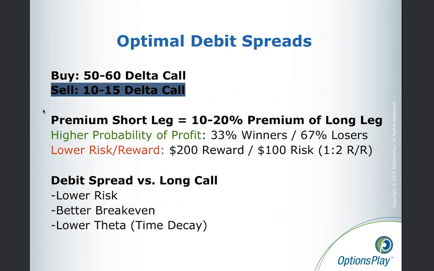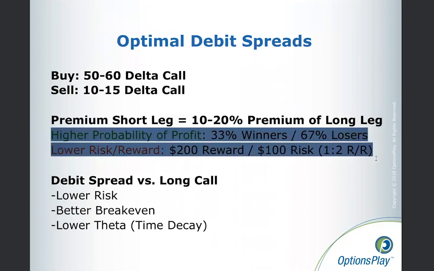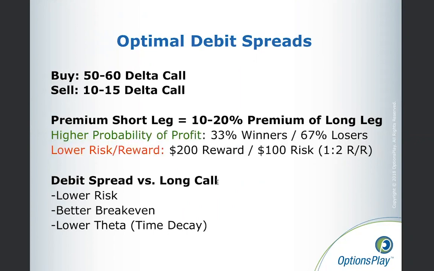That really lowers the cost of that trade while keeping the upside. The rule of thumb here is, generally speaking, that when you're selling a 15 delta call against a 50 or 60 delta call, you're going to roughly bring in about 10 to 20% of the premium of that long leg. So if you pay $1 for the long leg, you'll usually collect anywhere from 10 to 20 cents on the short leg to offset that dollar you're paying for the long leg. These types of trades, with the 50 to 60 delta call versus the 10 to 15 delta call that you're selling against it, will usually result in roughly 33 to 35% winners, with about a 2 to 1 risk-to-reward ratio. Those are the types of metrics that we typically see with what we consider the optimal debit spread.